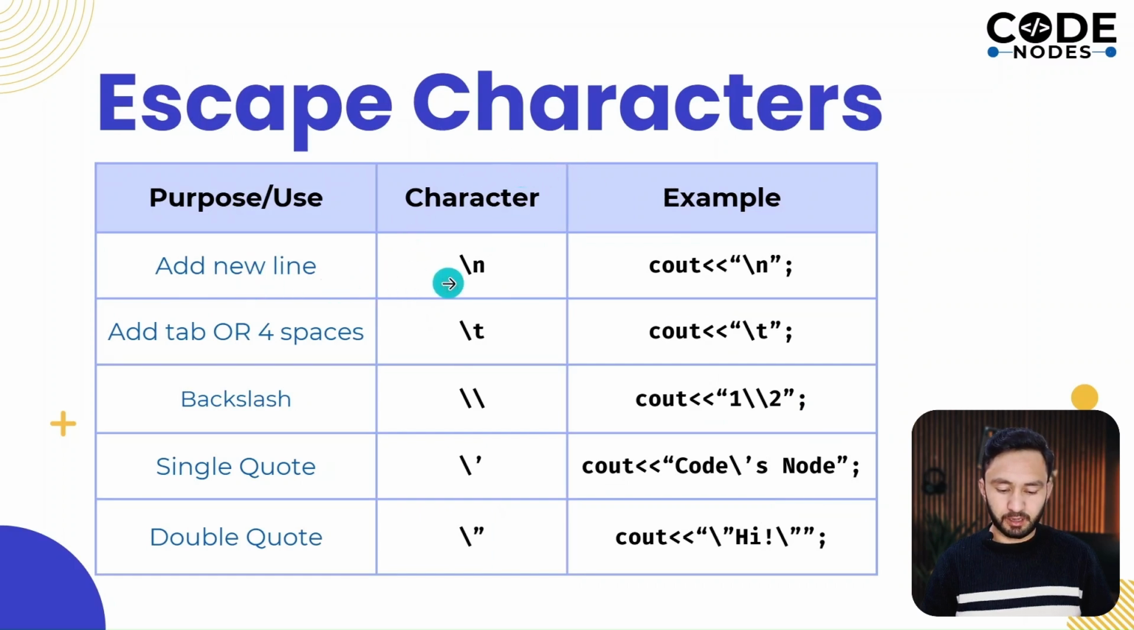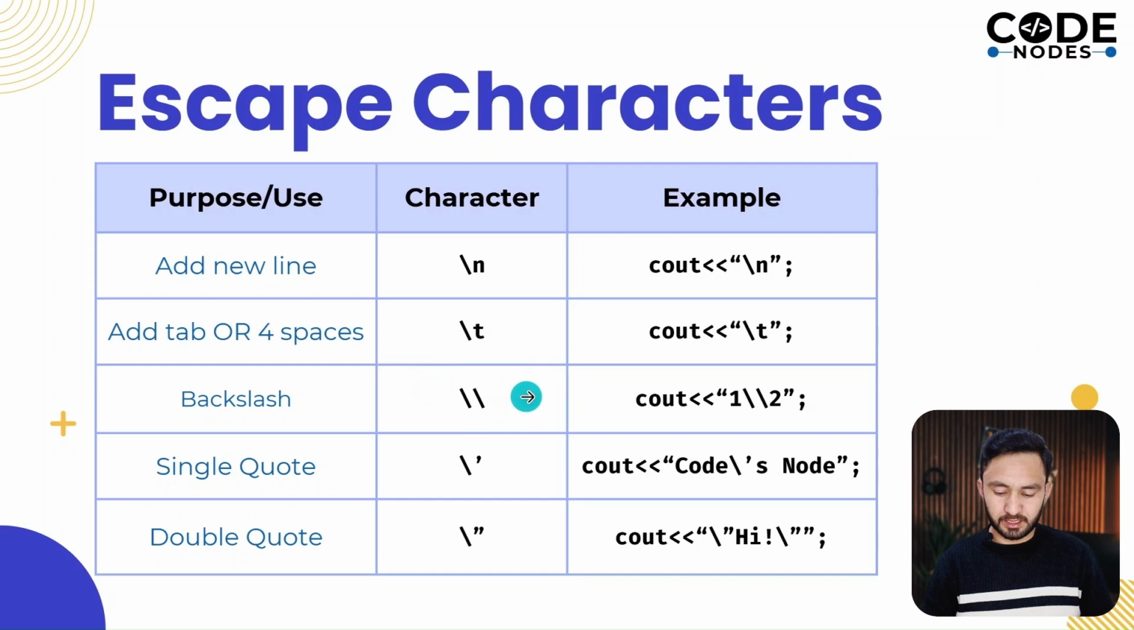For adding a new line, we use backslash n inside the double quotation, and what it does is add a new line from the point where it has been used. And backslash t is equal to 4 spaces or one tab in the horizontal space. It will only add a tab in the horizontal space and it will not add any new line.